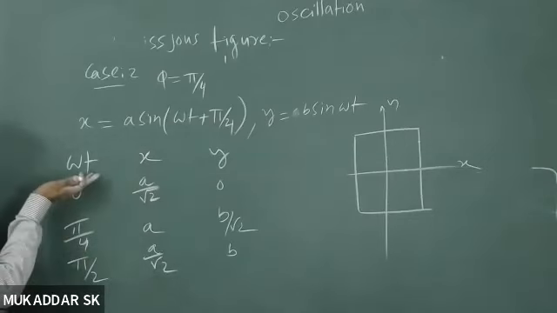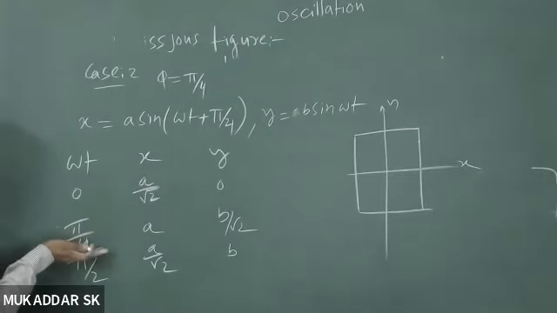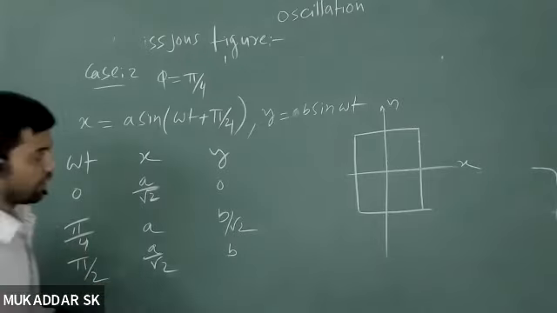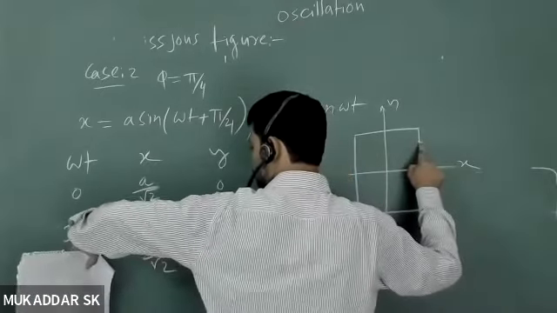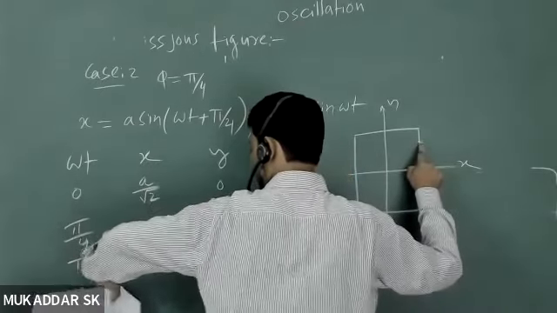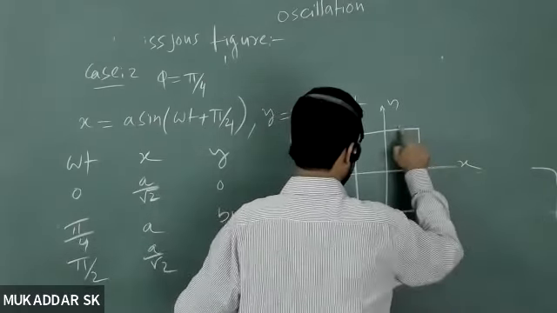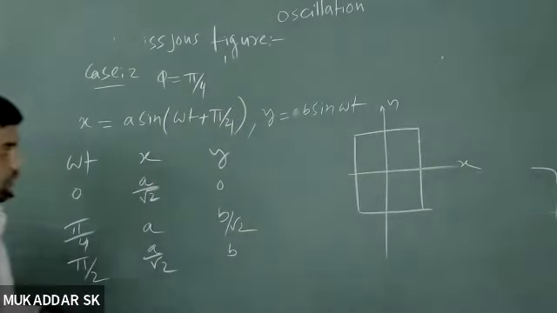So step by step, look: omega t equals 0 means initial time equals 0. Then you increase the time a little and see where the position of the particle on the trajectory is. Then you increase the time a little more and note where the particle is. So initially it was here, now it is here. When omega t equals pi by 4, when omega t equals pi by 2, you are getting a by root 2, b. So a by root 2 here, b will be here. So this position. Are you getting it?